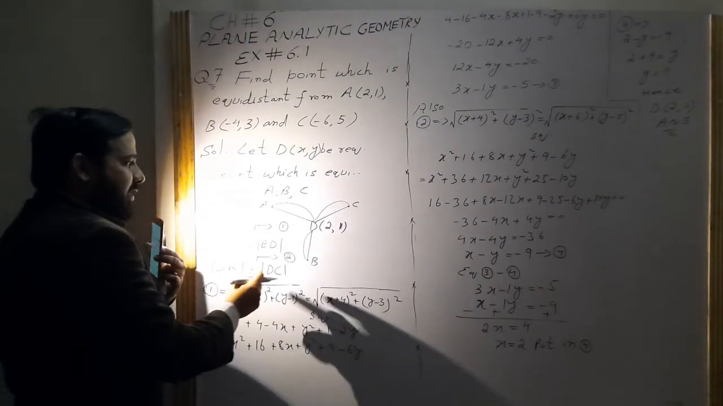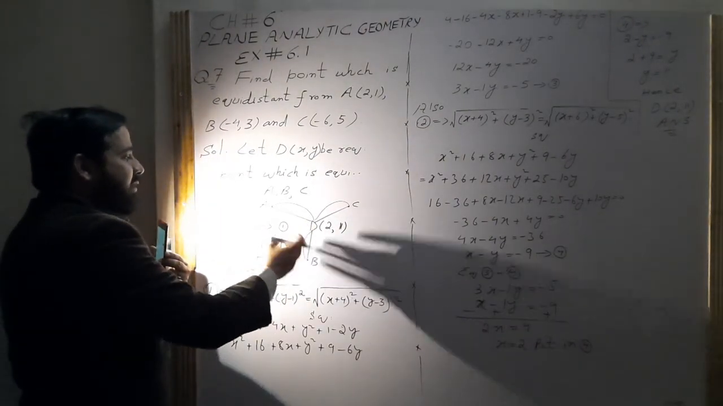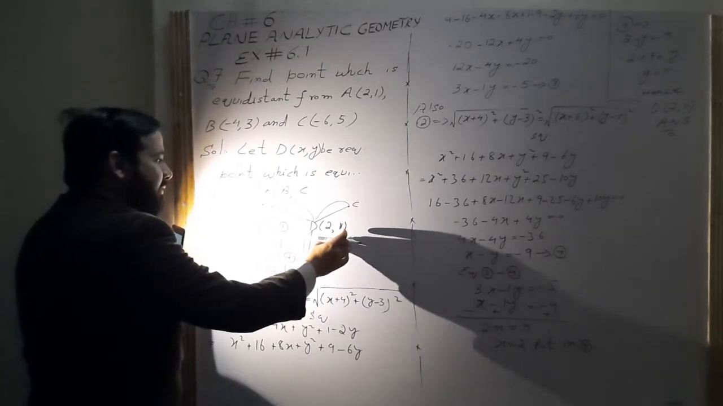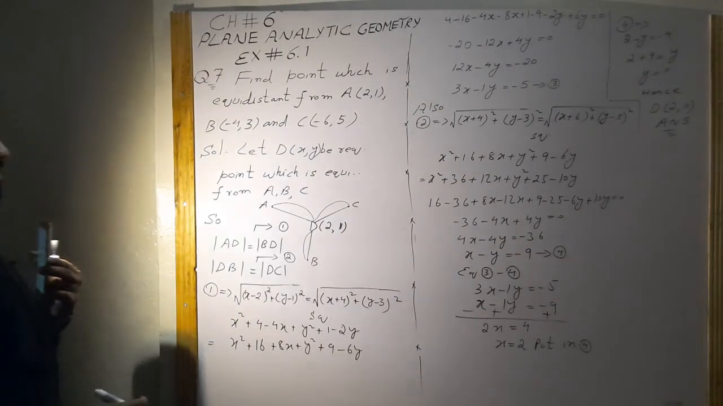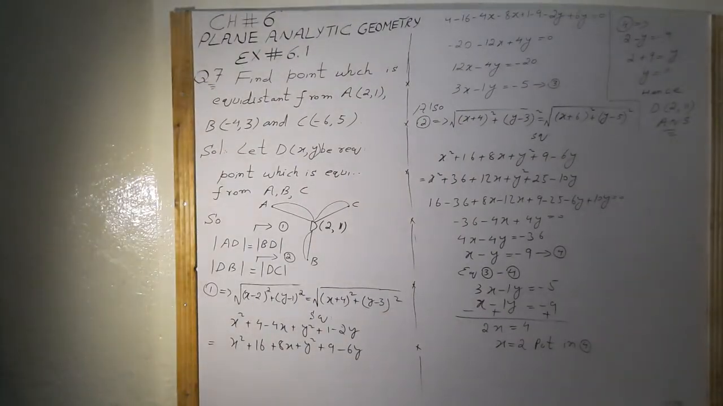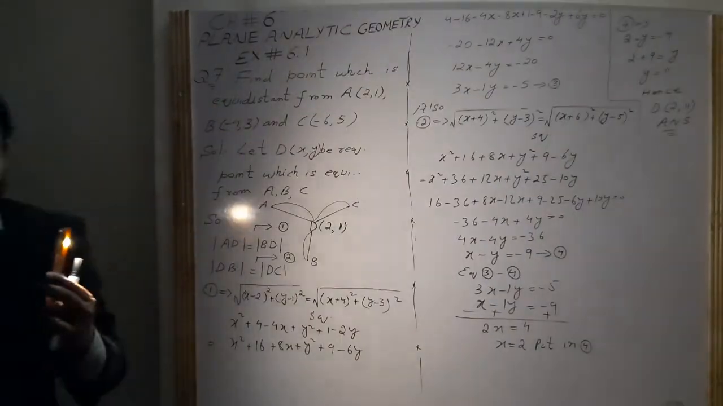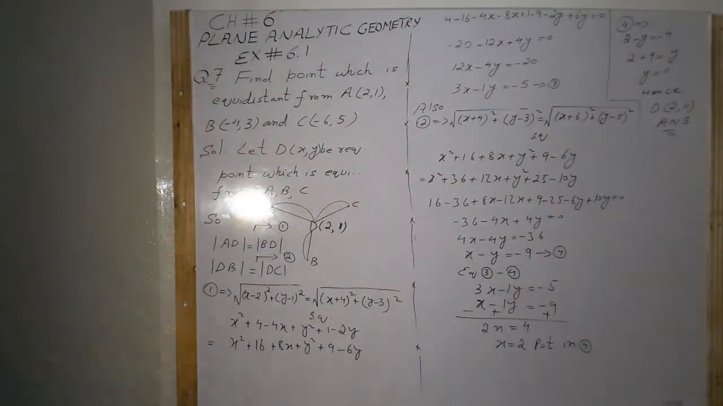For example, if we find the length of BD, it must be equal to AD because now we have the values of D. So that is the idea and concept about equation number 1, and that is the equidistant point from A, B, C, and it is all about question number 7.